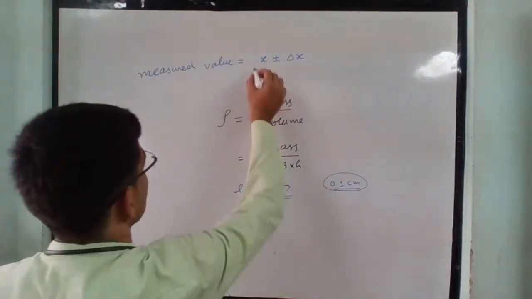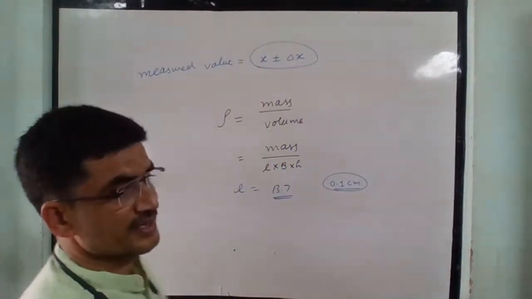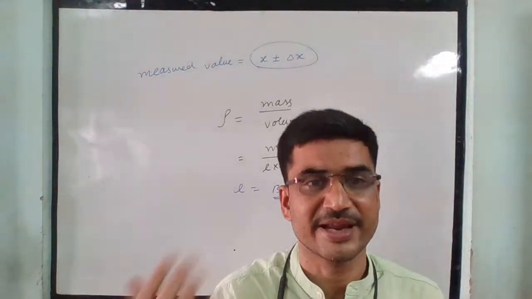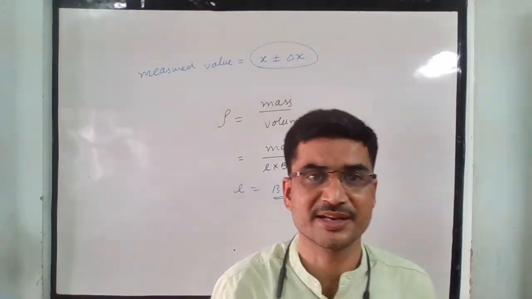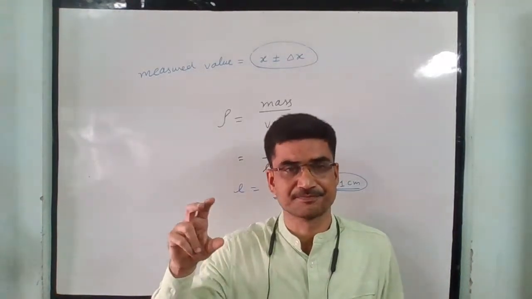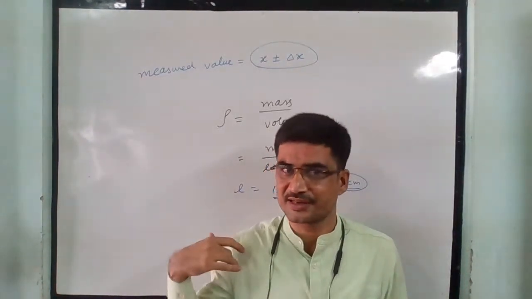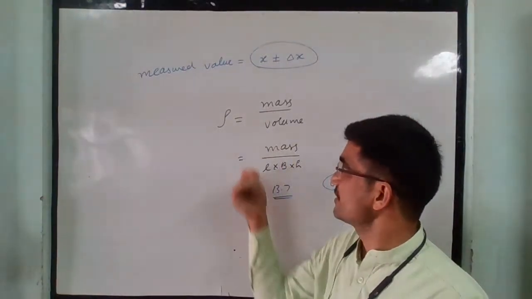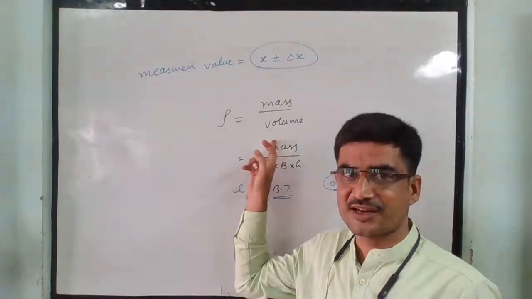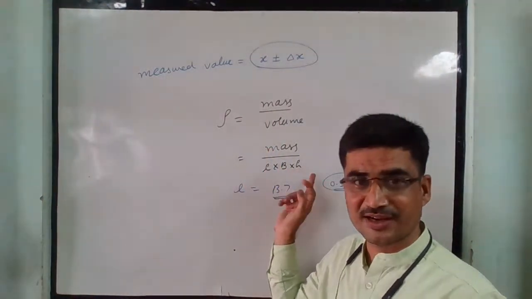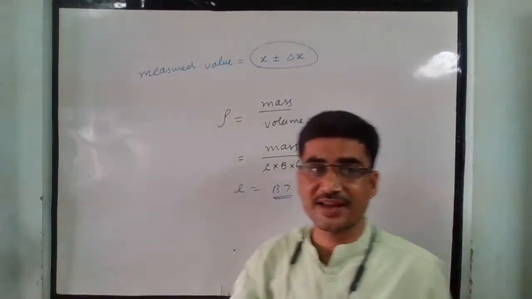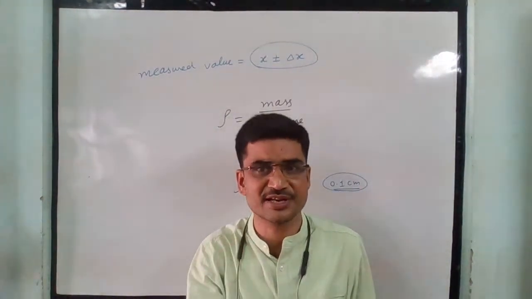This is the method of writing. And if you have written like that, and you are measuring length, you are measuring breadth, then you are calculating area. So there will be association of error. Similarly, when you are calculating density, there is some error in mass, some error in length, some error in breadth, some error in height, and what is the total error associated? That is a very, very important topic.